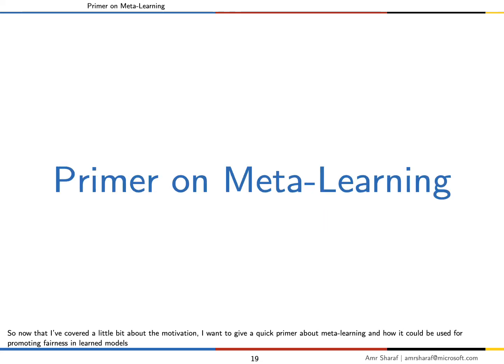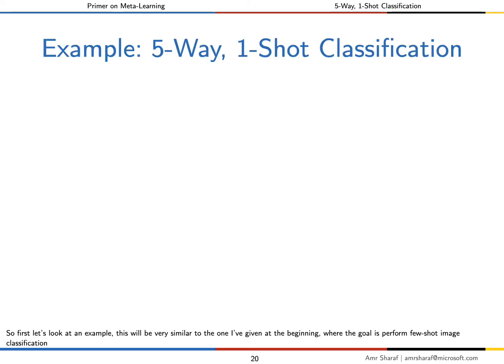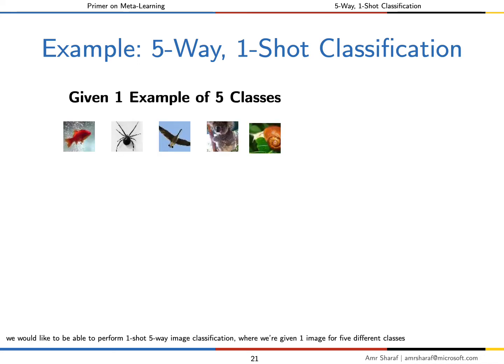Now that I have covered a little bit about the motivation, I want to give a quick primer about meta-learning and how it could be used for promoting fairness in learned models. First, let's look at an example. This will be similar to the one I have just described in the beginning, where the goal here is to perform a few-shot image classification.